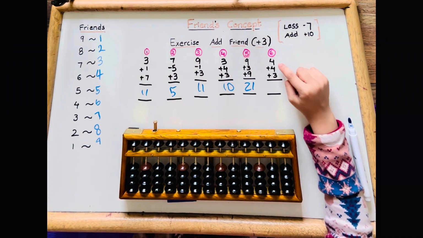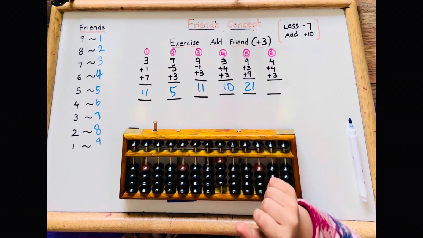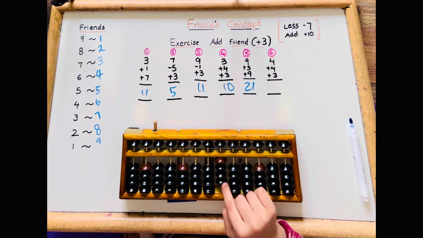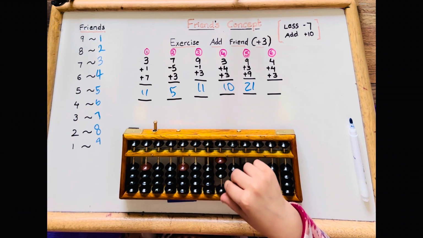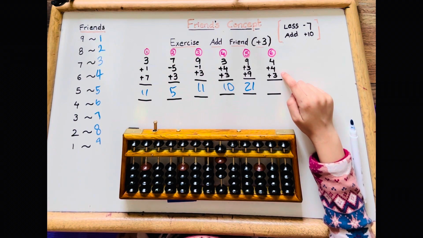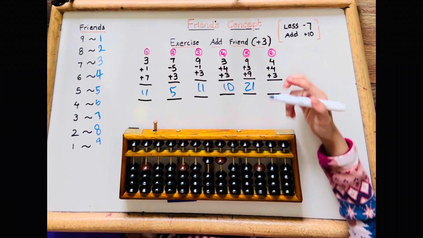Let's do sixth sum. Four plus four plus three. Four plus four, there's no plus four, so minus one, add five. Then there's no plus three, so minus seven, add ten. The answer is 11.